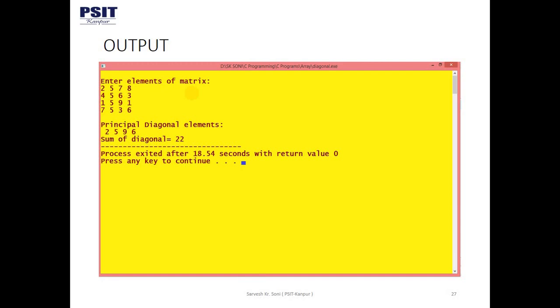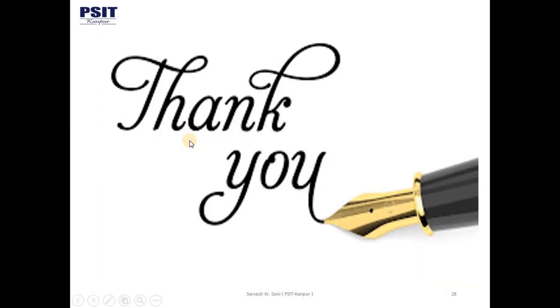Okay, so this will be the program output. This is the matrix, and the diagonal elements are 2, 5, 9 and 6. That will be printed over here. Then the final sum of these diagonal elements is 22.